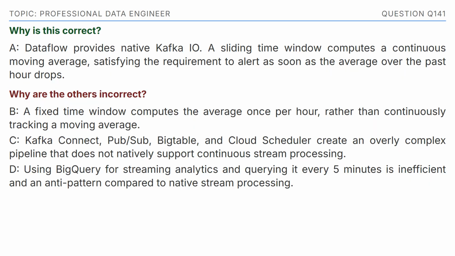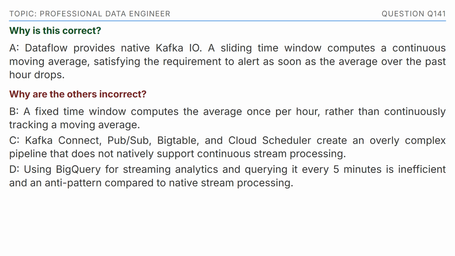Why is this correct? A. Dataflow provides native Kafka I/O. A sliding time window computes a continuous moving average, satisfying the requirement to alert as soon as the average over the past hour drops. Why are the others incorrect?